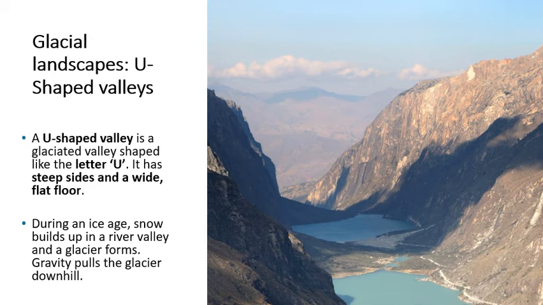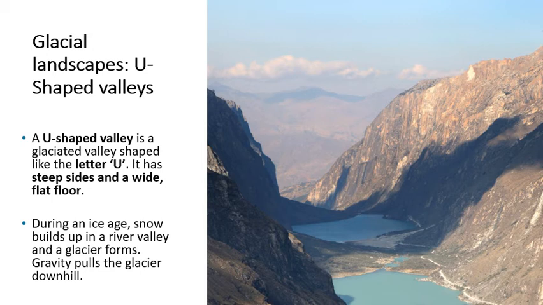In yesterday's lesson we looked in detail at a feature of glacial erosion, and that was a cirque, the armchair shaped hollow in a mountain. Today we're going to briefly look at two other features of glacial erosion, and then we're going to look in detail at a feature of glacial deposition.